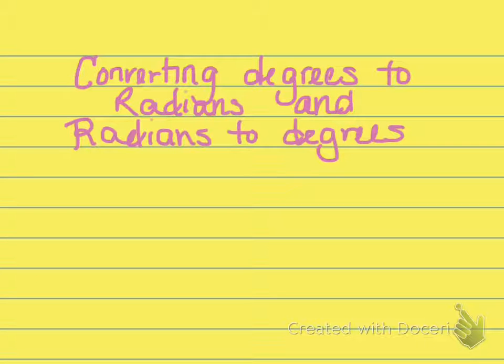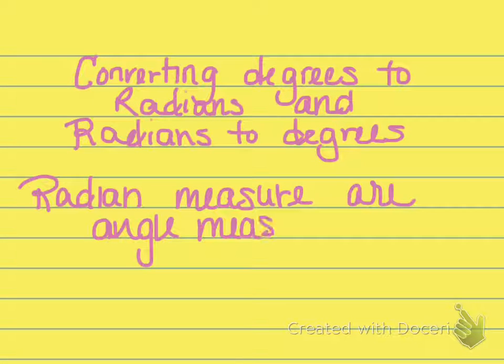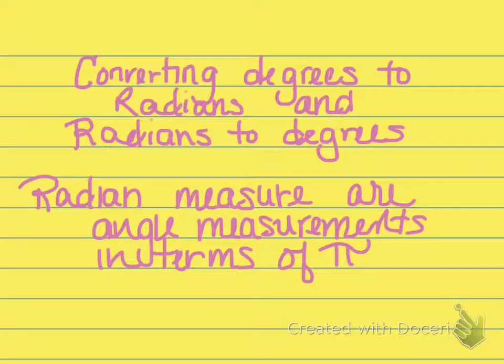Okay, so this lesson is going to be about converting degrees to radians and radians to degrees. Now, most everybody knows that degrees are an angle measurement. Radians are a measurement of angles in terms of pi. So this lesson is really just about converting degrees to radians and then radians back to degrees. It's a very simple process.